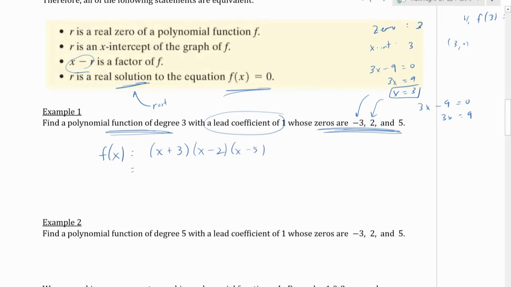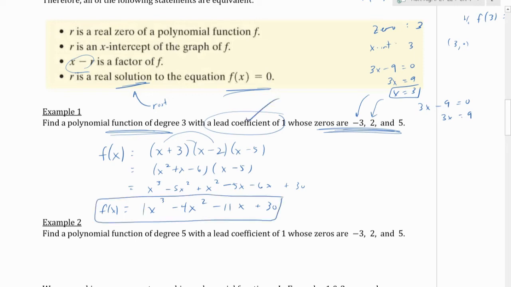So if we wanted to multiply this out, we're going to get x squared minus 2x plus 3x. That's a plus x. Oops. Minus 6. And we'll keep distributing. Let's distribute the x squared. Distribute the x. Distribute the negative 6. So the polynomial function x cubed minus 4x squared minus 11x plus 30 has a lead coefficient of 1. Yep.